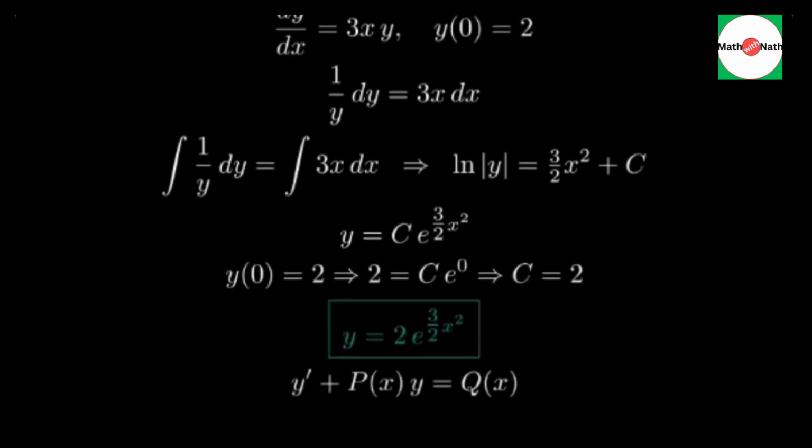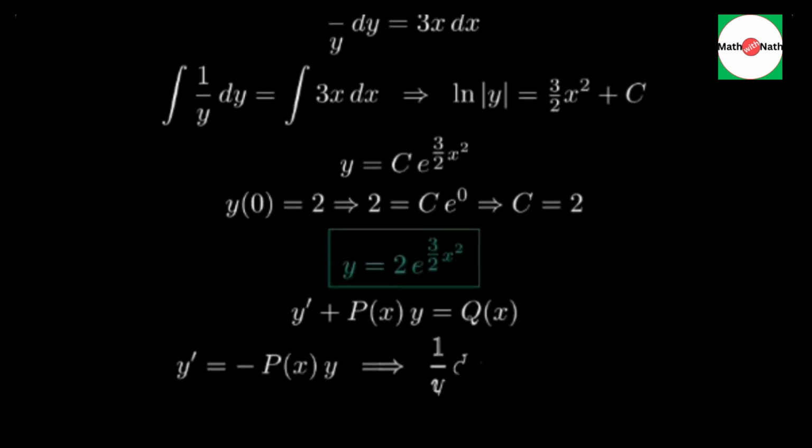Now, let's connect this to linear equations. The general linear form is y' + p(x)y = q(x). If q(x) = 0, the equation is homogeneous linear, and it often separates directly: y' = -p(x)y. If q(x) is not 0, we use the integrating factor method. We'll do one example of each.